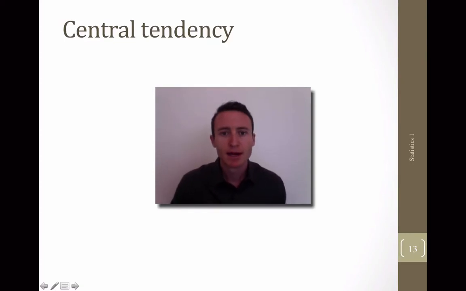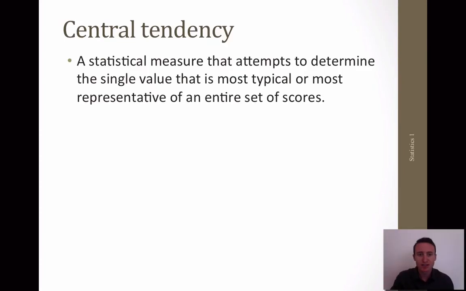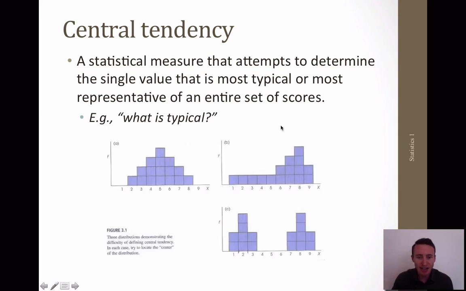Hello and welcome. In this video, we're talking about central tendency, a statistical measure that attempts to determine the single value that is most typical or most representative of an entire set of scores. Put simply, we're asking to find the value that tells us what is typical when it comes to a set of scores, a distribution of scores. And so essentially, central tendency is used to summarize large sets of data. But as we'll see, we also require central tendency for most of the statistical analyses we use in statistics.